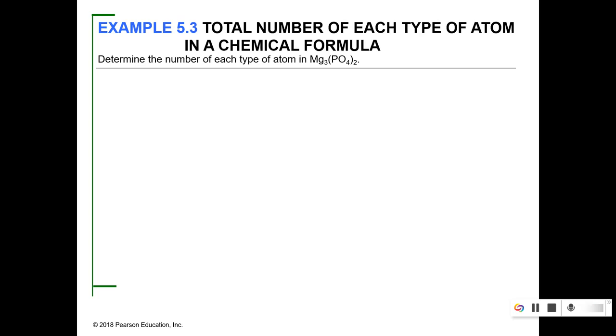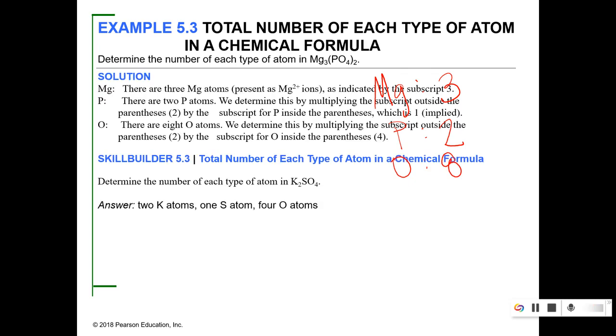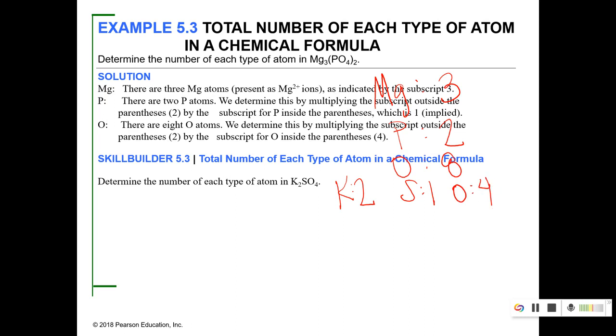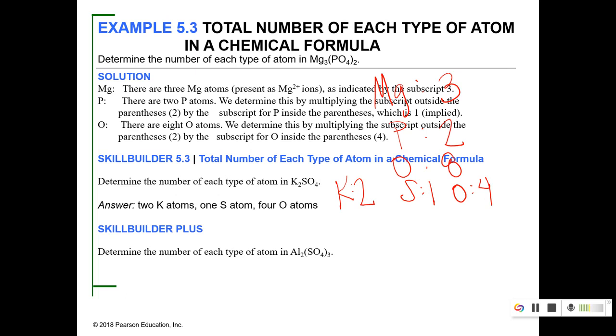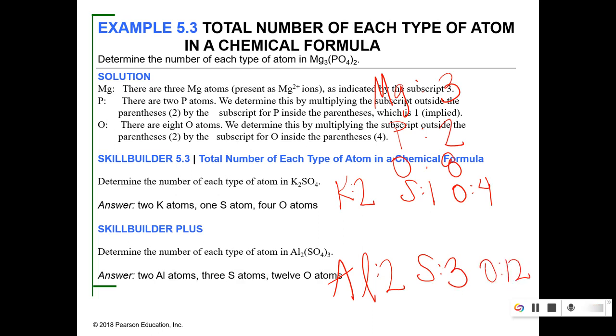All right, so here's an example. Magnesium, phosphorus, and oxygen. I see 3 magnesiums. It is not in the parentheses. We do not distribute anything to that. We've got 2 phosphorus atoms and 8 oxygens because of the 2 times 4. For potassium, I've got 2 of them. Sulfur, 1. And oxygen 4, because there's no parentheses there, so there's no distribution. This last one, I've got 2 aluminums, 3 sulfurs, and 12 oxygens. Okay, if you need help with that, let me know, but this really isn't bad.